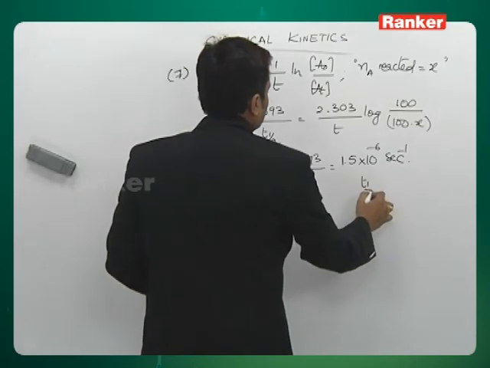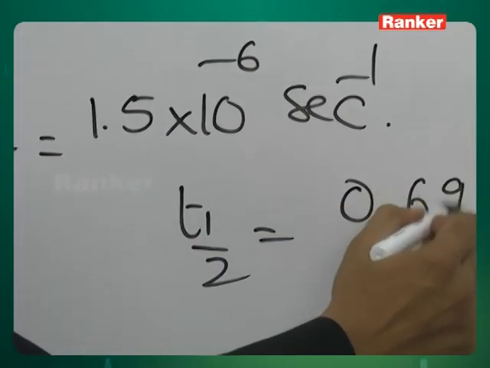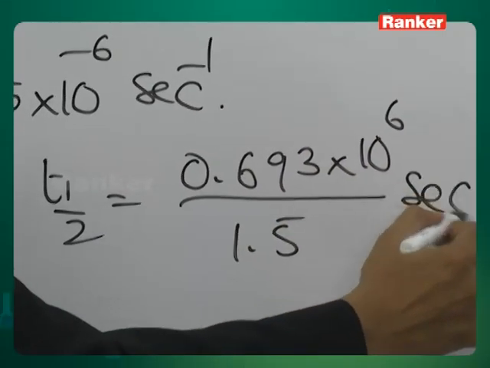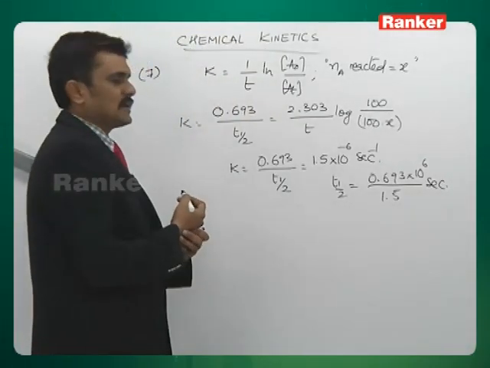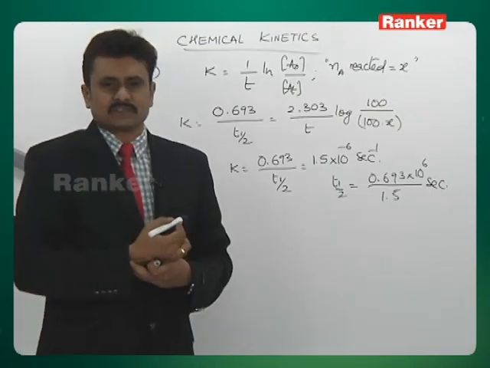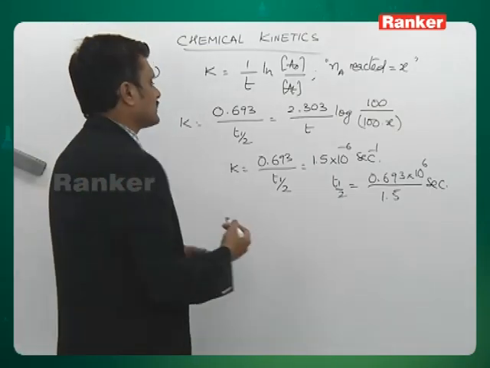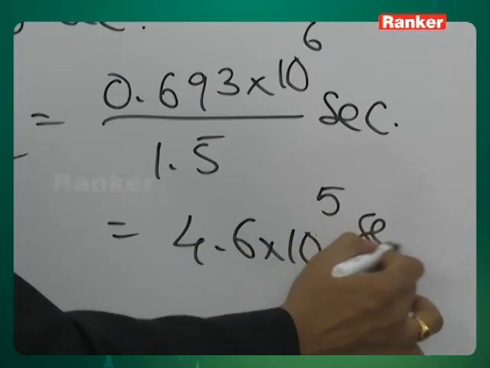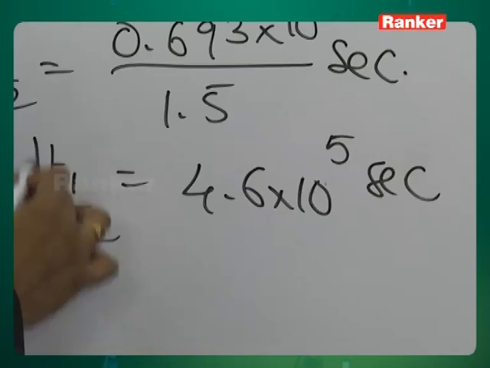Now T half, when I substitute that value, is this many seconds. I am going to say 4.6 into 10 to the power 5 second approximately. This is the T half which has been asked as a part of this question.